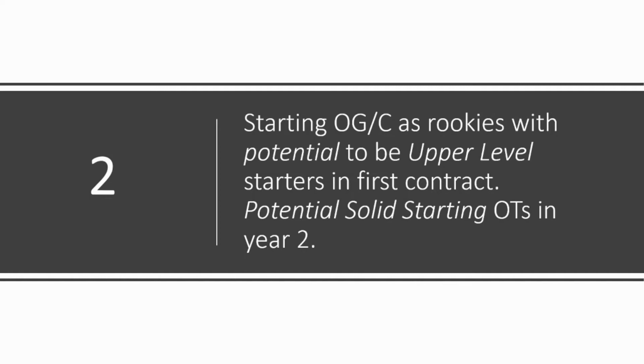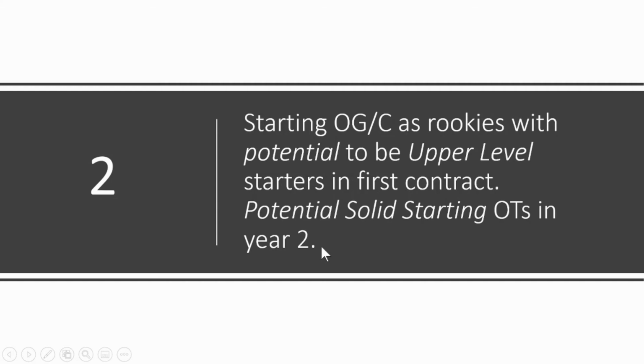What is a solid starter? Well, upper level, we're the top third. Solid starters are the middle third, meaning if you had to rank all the tackles, he'd be somewhere between the 11th left or right tackle and the 20th, 21st left or right tackle. So a second round pick in year 2 should be ranked somewhere in the middle of the starting offensive tackles in the league. That would be a second round pick.